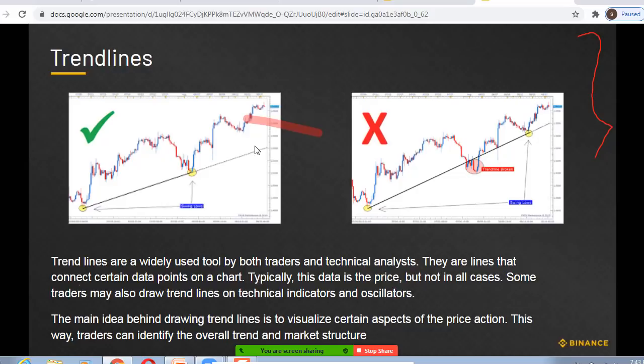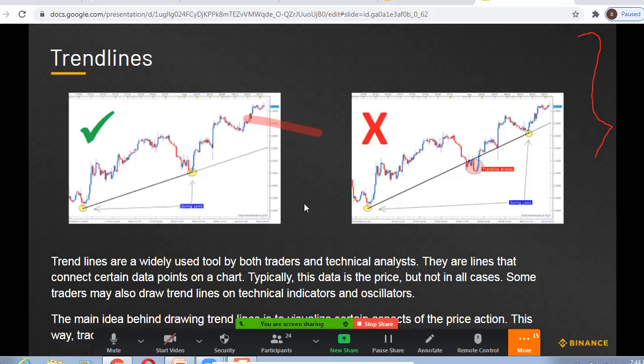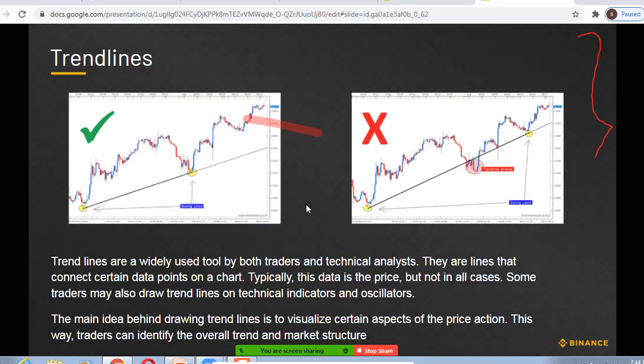Trend lines are used to predict patterns or the behavior of a particular market. I can use them to tell where price will move to and how to take my decision when price approaches my trend line. Trend lines are widely used by both technical and fundamental traders, and they are lines that connect certain points, that is, data on your chart, and this data is price.